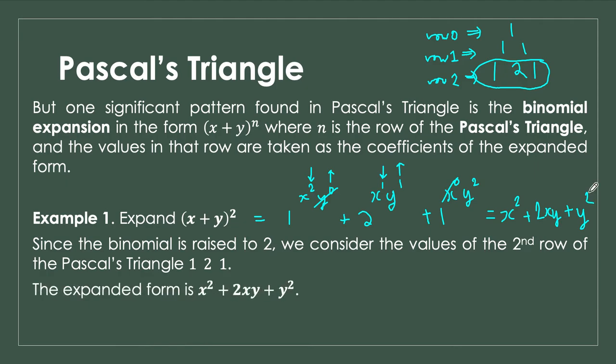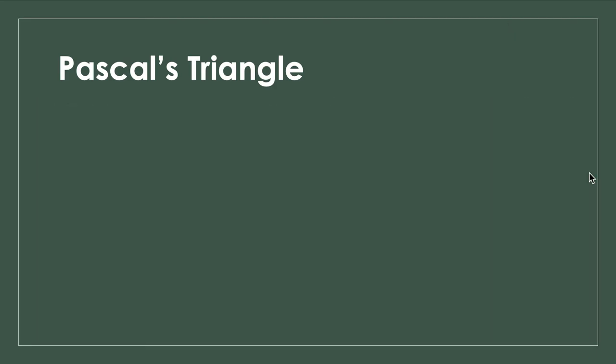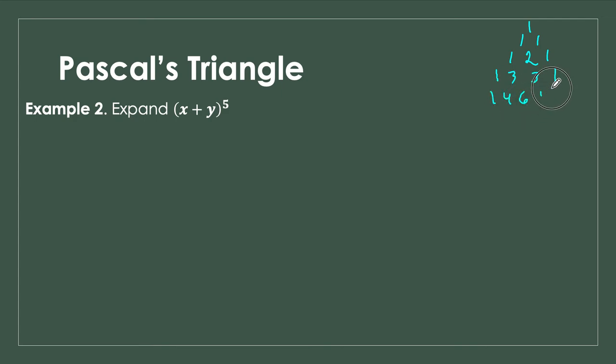But how about if the degree is not 2? We know already how to square a binomial. How about if the degree is, for example, 5? With this, we're going to consider the fifth row of the Pascal's triangle. So we're going to have here 1, 1, 1, row 1, row 2, row 3, row 4, and row 5.